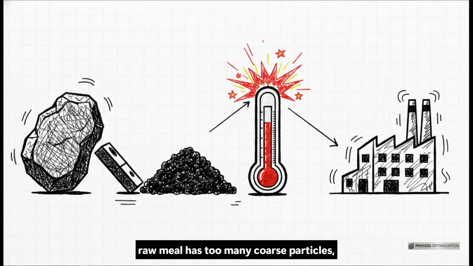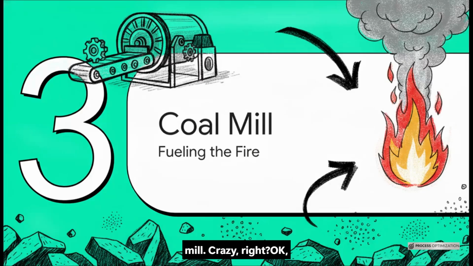If your raw meal has too many coarse particles, say some chunky limestone, they need way more heat and time to react. That leads to poor burnability and leaves uncombined free lime hanging out in your clinker. To fix that, operators have to burn more coal, which skyrockets your specific heat consumption. Suddenly, your massive factory is literally throttling its own throughput, all because a few microscopic coarse particles slip through the raw mill. Crazy, right?